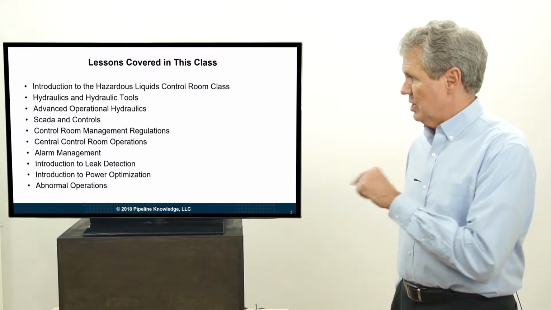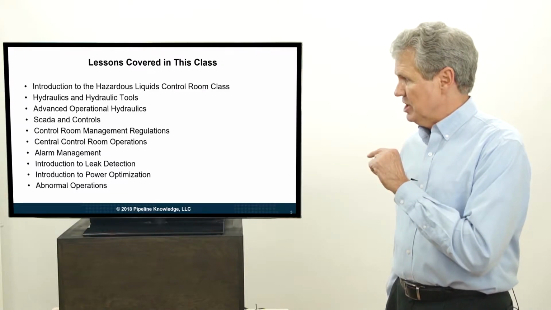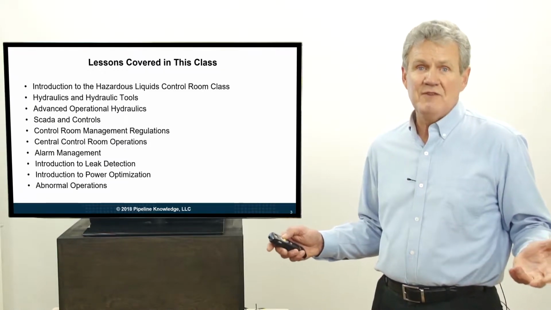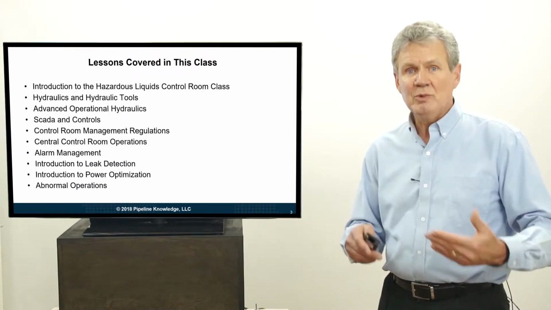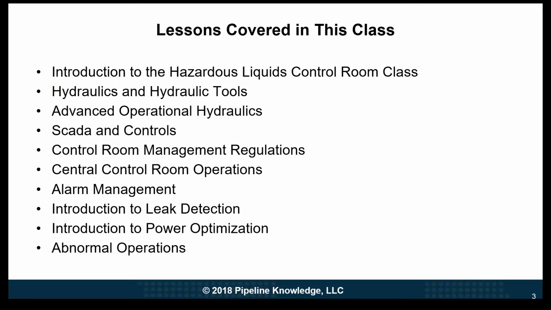SCADA and controls, control room management, central control room operations, alarm management, and introduction to leak detection all sort of go together. Those are those operating things around the pipeline. And then we have introduction to power optimization, because in my experience about 25% of liquid pipeline costs are power. So how do we optimize that power? And then we have a very large section on abnormal operations, helping controllers to think about how to respond in the case of abnormal operations. So those are the lessons that are covered in this class. And I'll just pause briefly here if you want to be able to pause it and look at that some more.